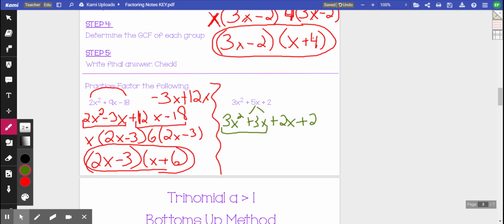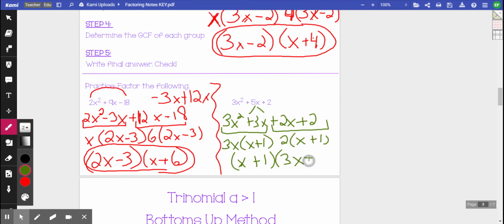Again, group my first two, group my last two, GCF, GCF. My factors match, so that'll be the first factor in my answer. And what I'm left with will be my second. Again, order doesn't matter. If you put 3x plus 2 first, then the x plus 1 second, that is totally fine. You still get the same answer when you're done.